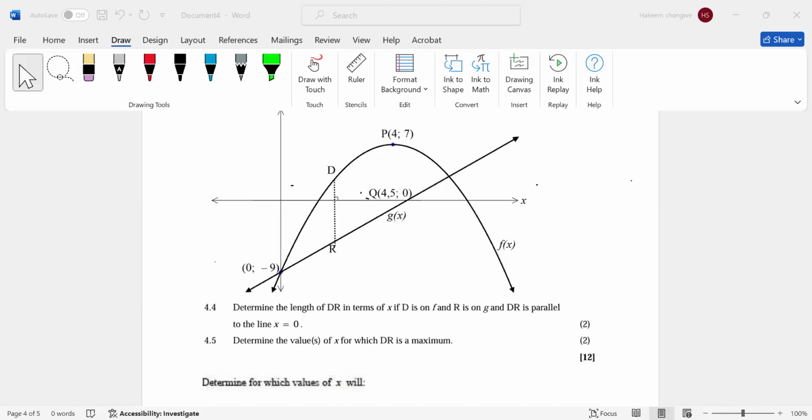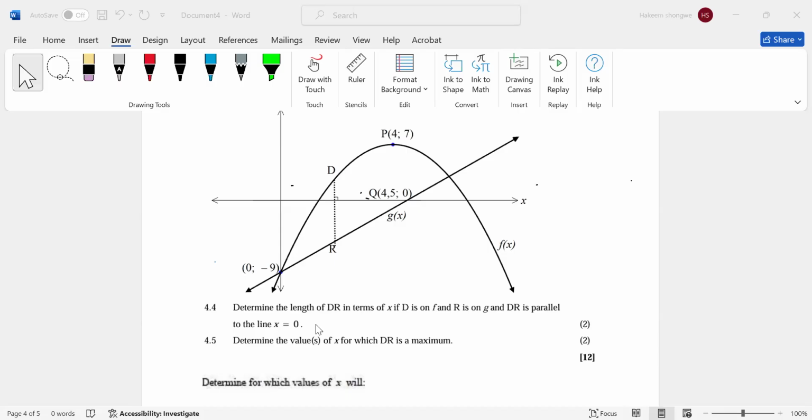Calculating dr, which is a vertical line there. This one, dr. They say we should write it in terms of x.